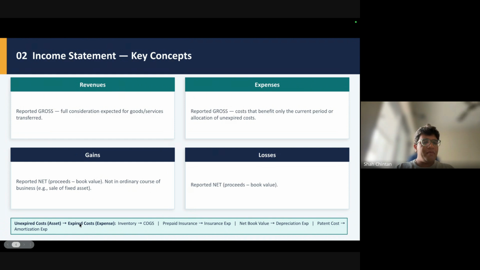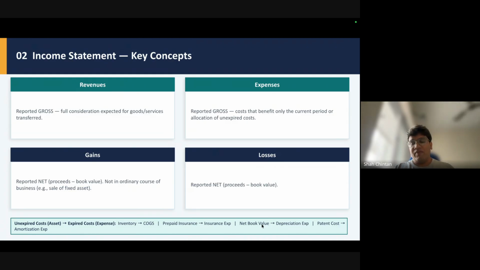So expired means you have consumed that cost. So expired cost goes to your P&L, which is cost of goods sold. Till the time it is not expired, it is called unexpired cost or the asset in your current asset section, which is inventory. Another example, prepaid insurance. You paid 12 months insurance in advance. It is an asset or unexpired cost. Every month you record the insurance expense over the 12 months, then it is called expired cost or an expense.